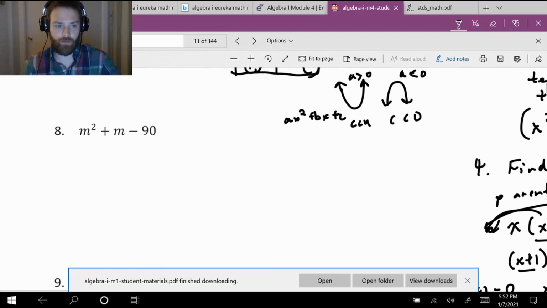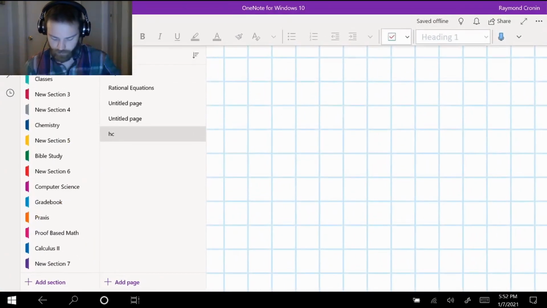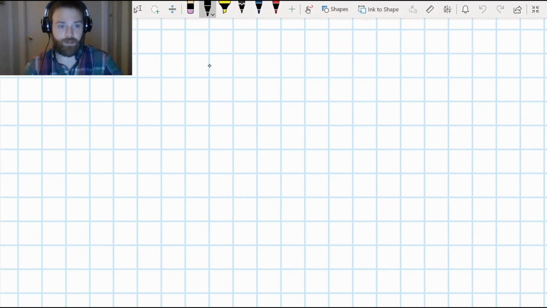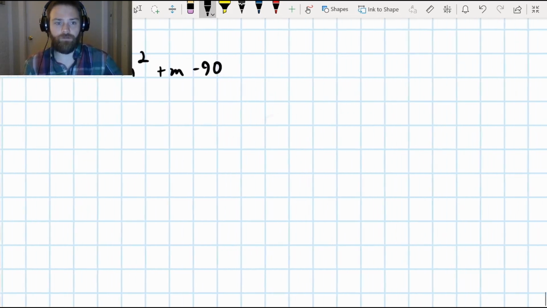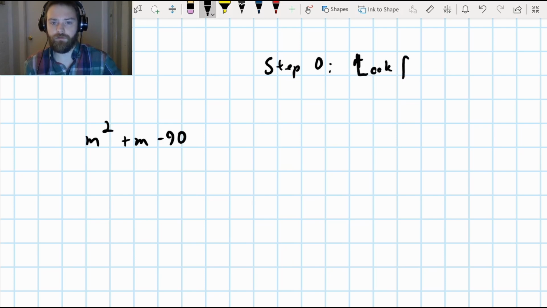I'm going to do m squared plus m minus 90. And I think I'm going to do it on here. So maybe this will be a little easier to see. m squared plus m minus 90. So, right, our first step, or step 0, if you will, is to look for a GCF. So look for a GCF.